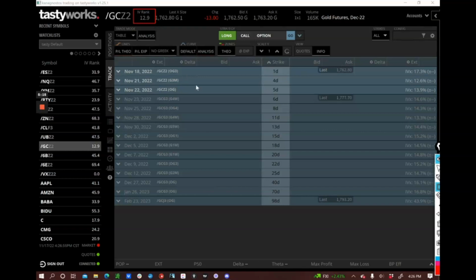The second thing to notice is that there's going to be a roll. These next 3 expiration cycles right here are all in the current contract, and after that, we'll be in the next contract. Notice the difference in the pricing, just a little bit different. So that is something to be aware of.